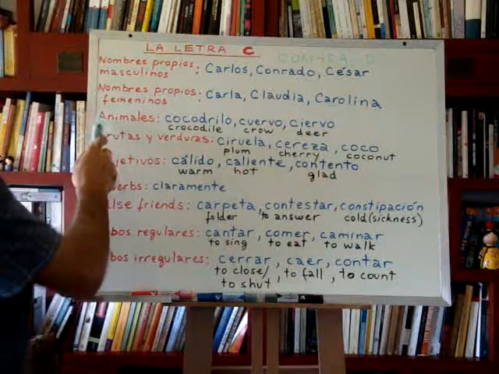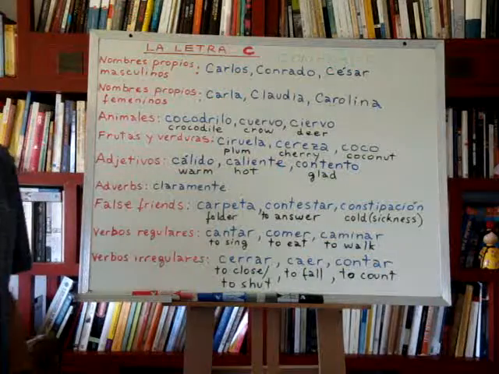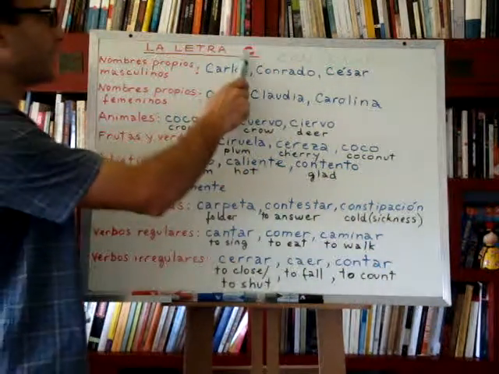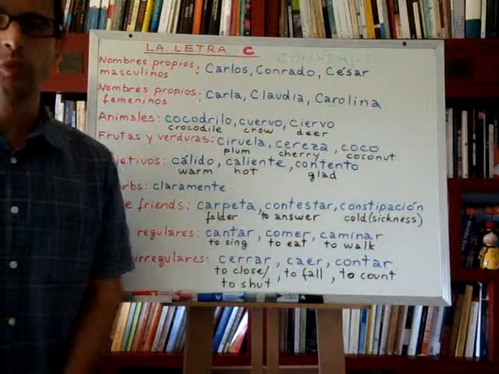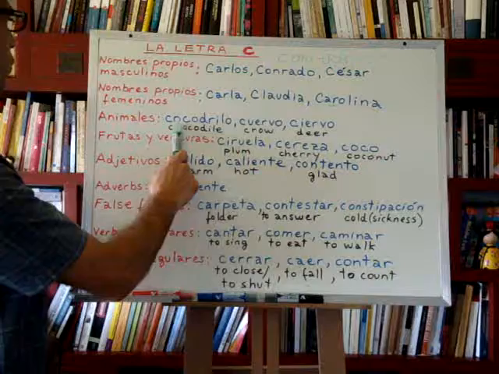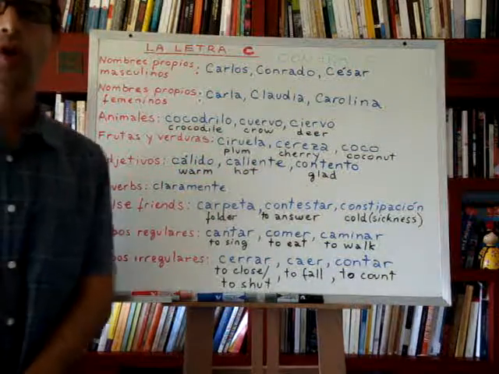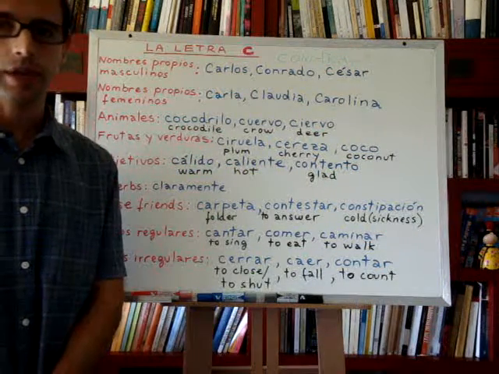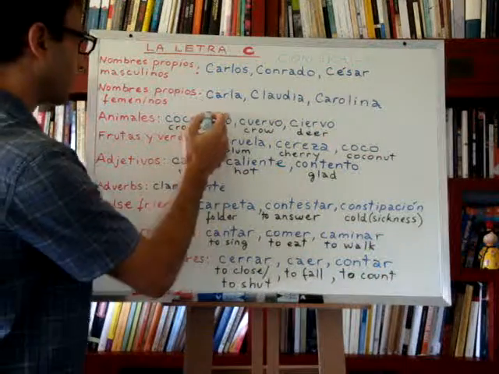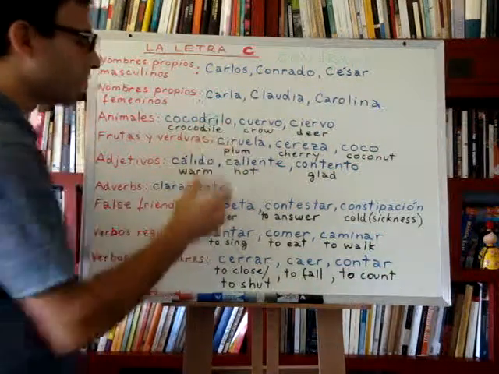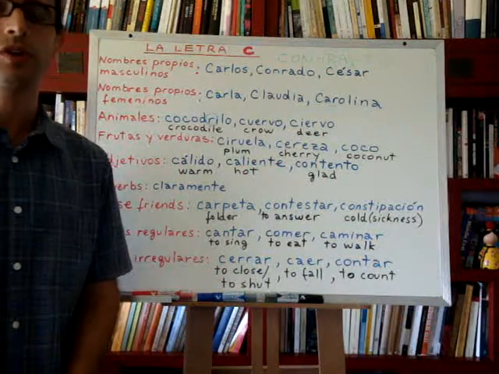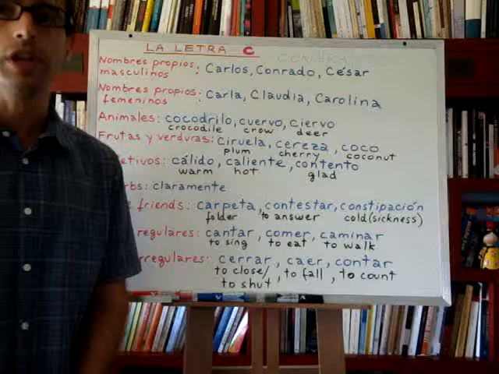Now let's see animals. Animales que comienzan con la letra C, or animals that begin with the letter C. We have cocodrilo. Cocodrilo. Okay? Cocodrilo is crocodile. Now see how interesting. Here the R, it's not the rough R, it's the smoother R. Cocodrilo.